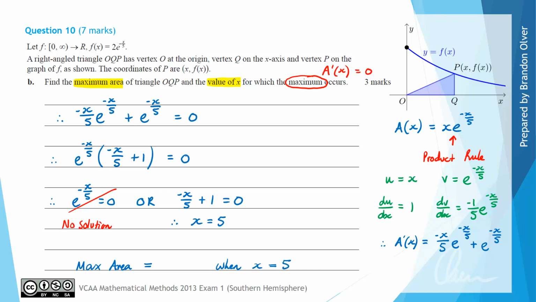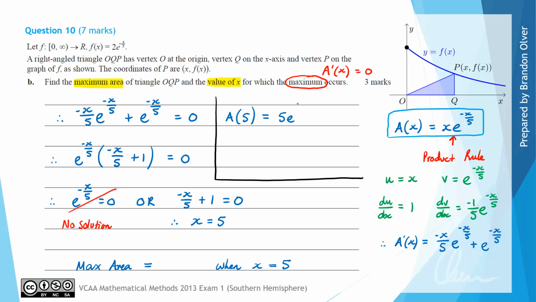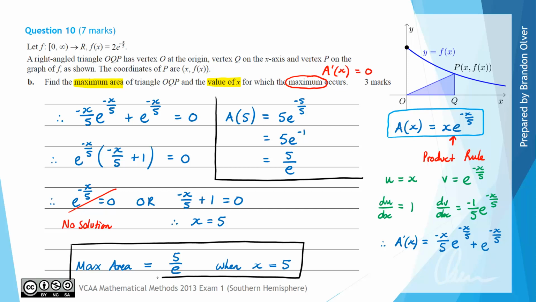And to find that area, we simply substitute it into the rule that we had back up here, the rule that describes the area. So the area when x is 5 is 5 times e to the power of negative 5 over 5, which gives 5 times e to the power of negative 1, which can be written as 5 on e. So that is the maximum area for this question. Our answer, the maximum area and the value of x for which it occurs, is 5 on e for the maximum area when x is equal to 5.